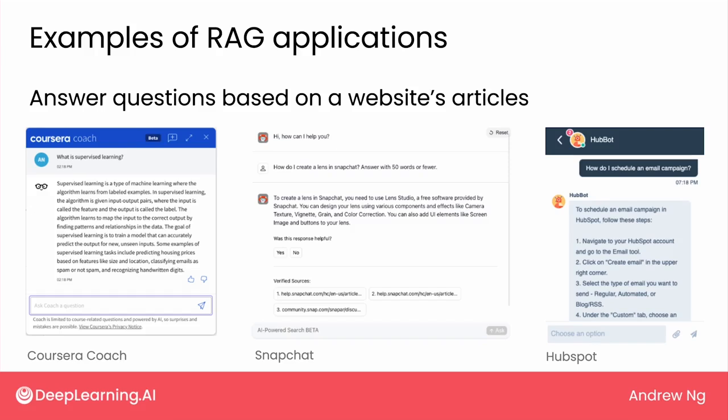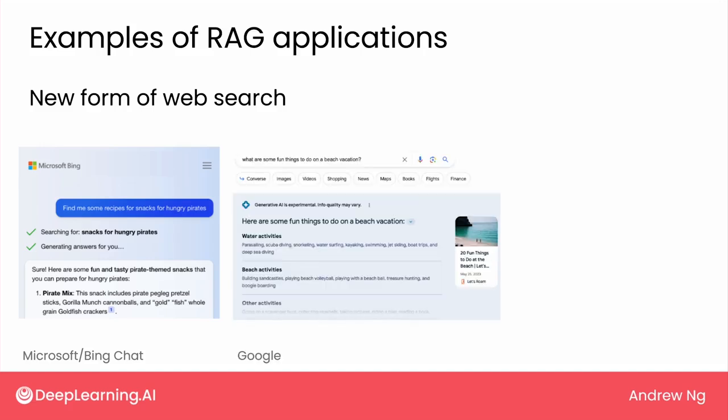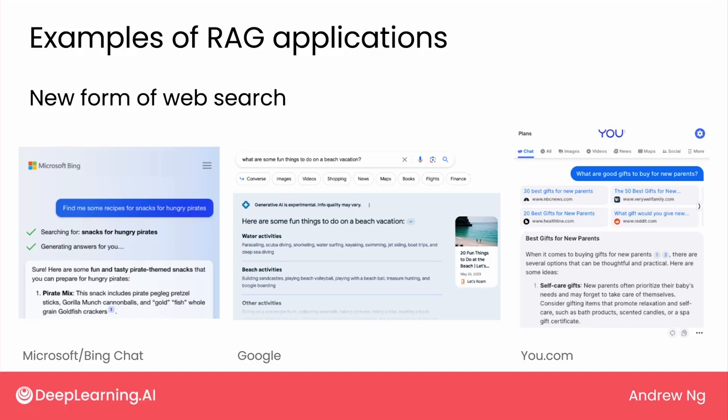So these types of chats are becoming an alternative way to let users get answers to questions that they may have about your company's offerings. RAG is also leading to new forms of web search. Microsoft Bing has a chat capability. Google has a generative AI feature as well that can generate text in response to your queries. And you.com, which was actually started by one of my former PhD students, Richard Socher, is a web search engine that was built centered on a chat-like interface. So RAG is used in many applications today, and excitingly, it seems to be transforming even web search.